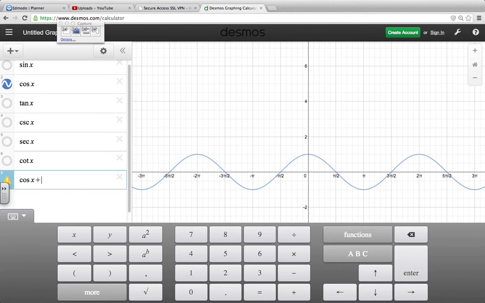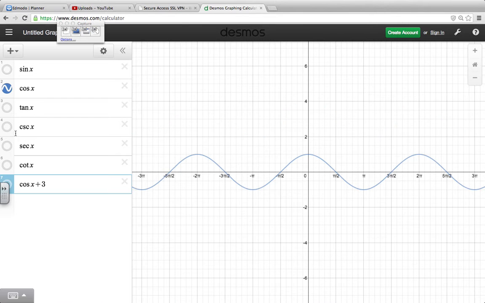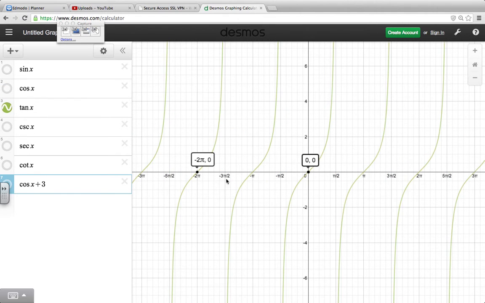Let's say we wanted to move it up 3. It'd be plus the value of 3, and the whole function has moved up 3 units from where it originally was. So those affect it the same way. Does that make sense? Okay. Now the one that's a little different is tangent, because tangent has asymptotes. Okay, so let's take a look.